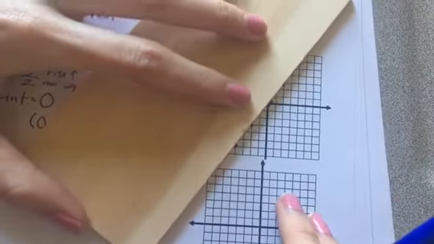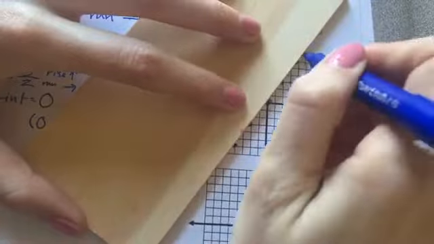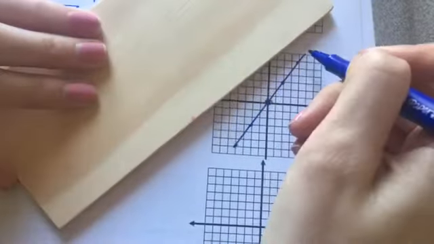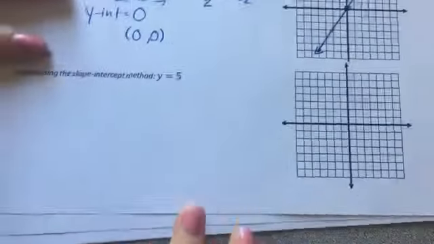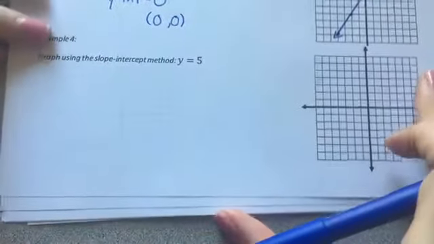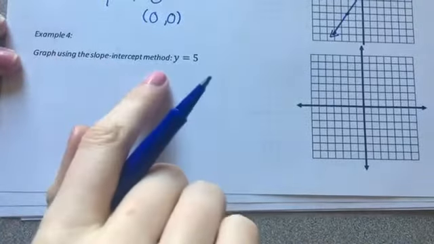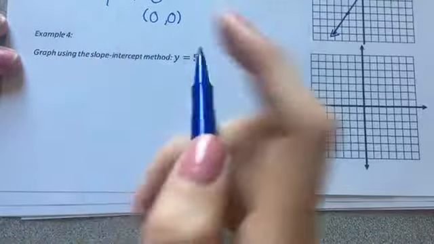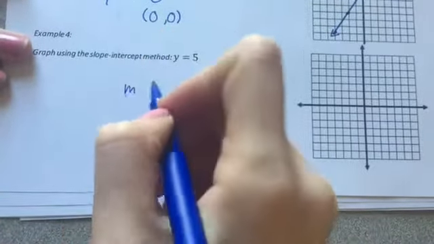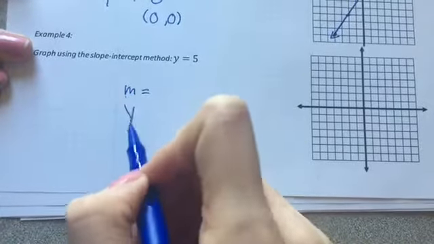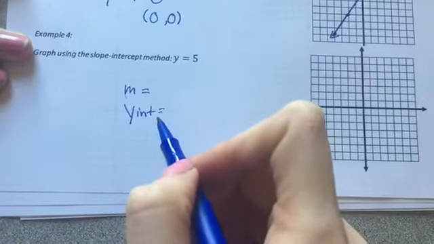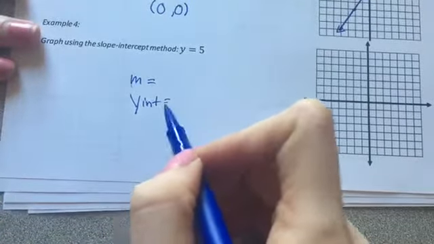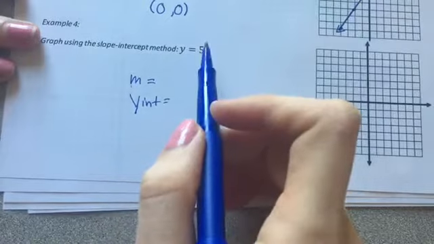So I'm going to grab my straight edge, draw my straight line in, and we are going to move to example number 4. Make sure you're getting those arrows on both ends. Example number 4. Now this one looks very, very different. We're going to be graphing using the slope-intercept method. So let's just set it up the same way. Slope equals, y-intercept equals. Now we know that the slope is the number being multiplied to x, and the y-intercept is the constant.